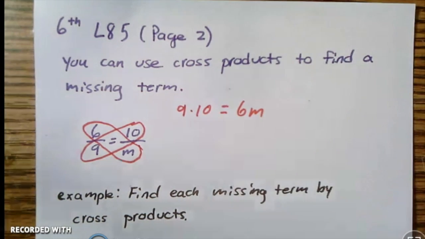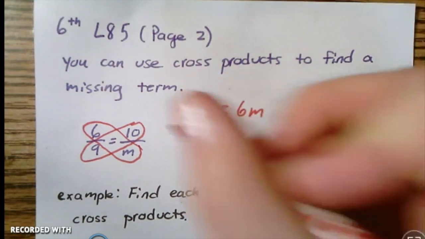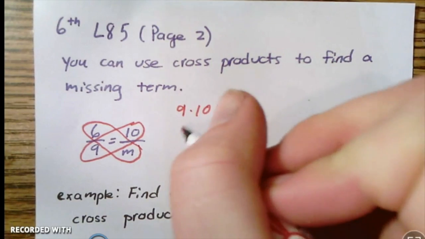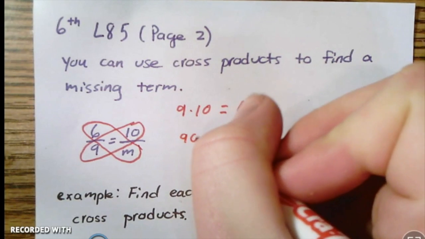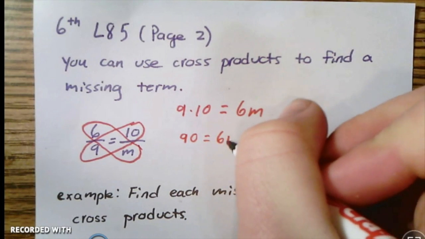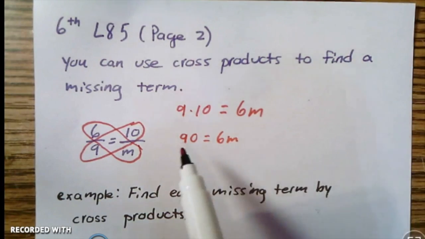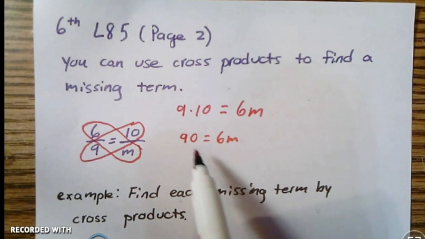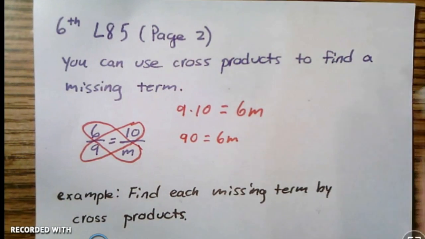Now, once I get it to this place, there are 2 ways to solve this, okay? One way is to multiply the 9 times the 10 first, and I would get 90. So then I have 90 equals 6m. And when I'm reading it this way, it's multiplication. So to read it the other way, it would be division.